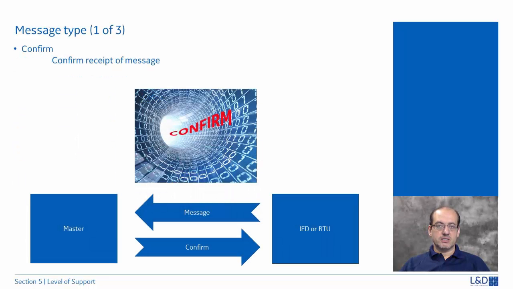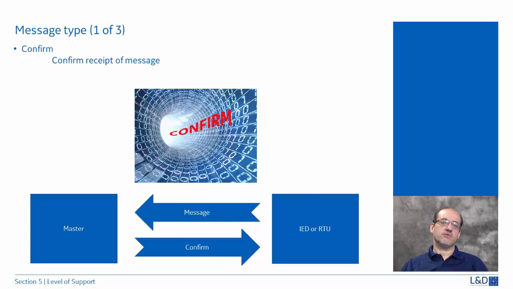The confirmation message is a message that's sent between the master and the outstation, informing the device in the field that the master has received the message. This confirmation is sometimes handled at the data link layer, and it could be handled by other layers, but it can be turned off if the device does not require this confirmation message.